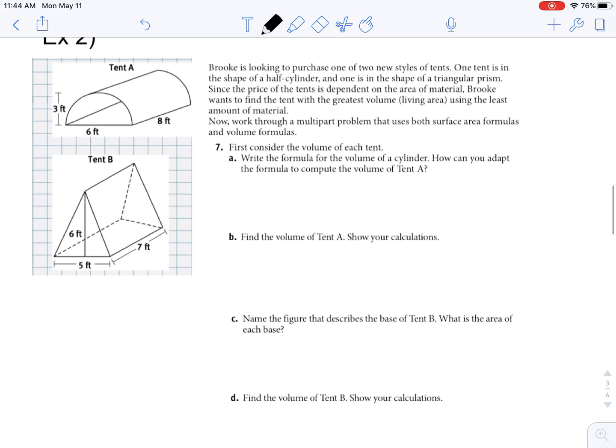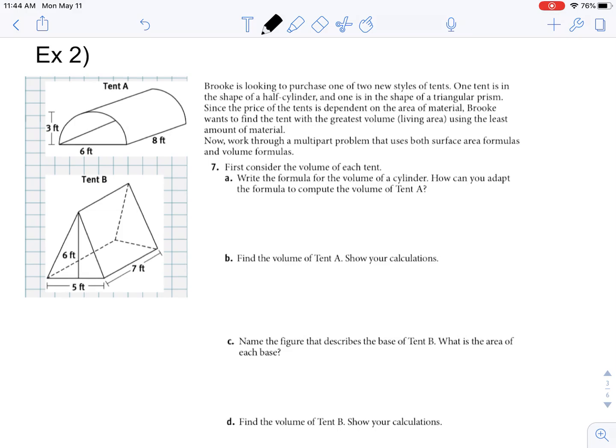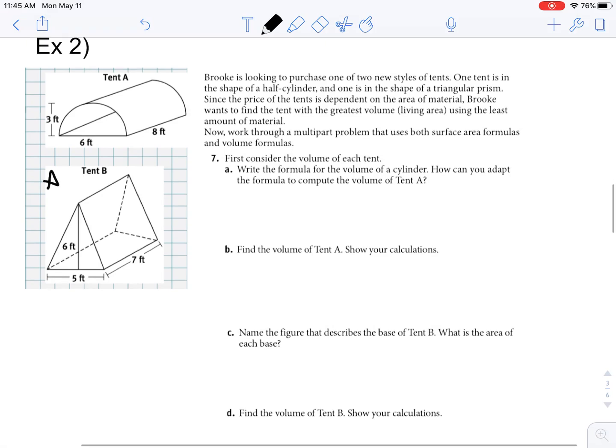Okay? A second example here, I actually wanted to use this one because this gives us an opportunity to look at how we can quickly adapt our basic formulas, and it's also a great review when we get to Tent B of how to go back to some of those other prisms that you had seen before. So Brooke is looking to purchase one of two new styles of tents. One tent is in the shape of a half cylinder.